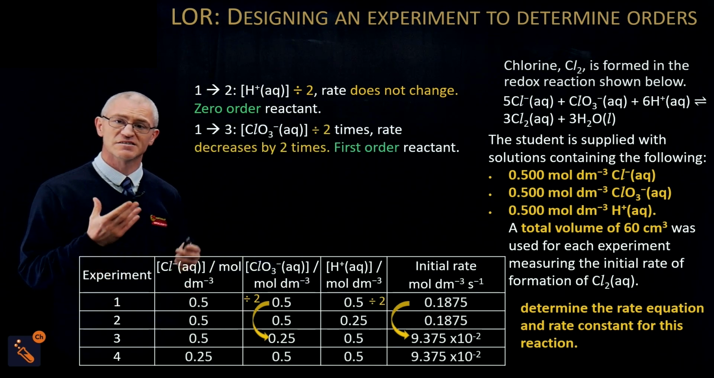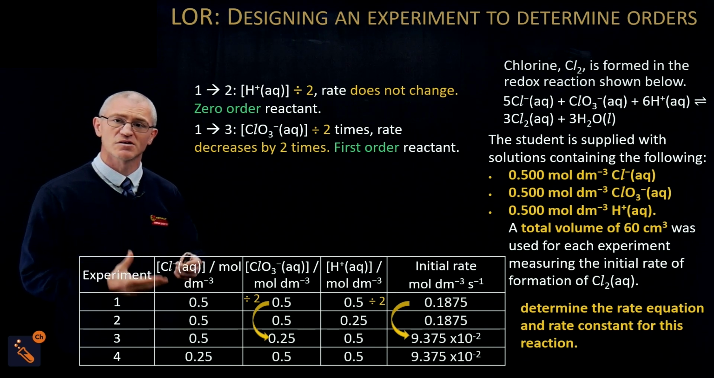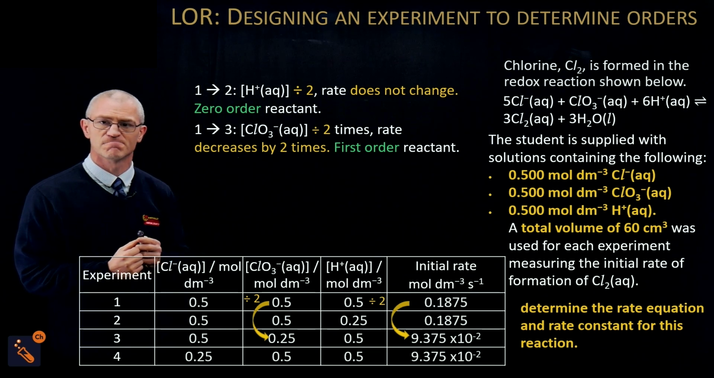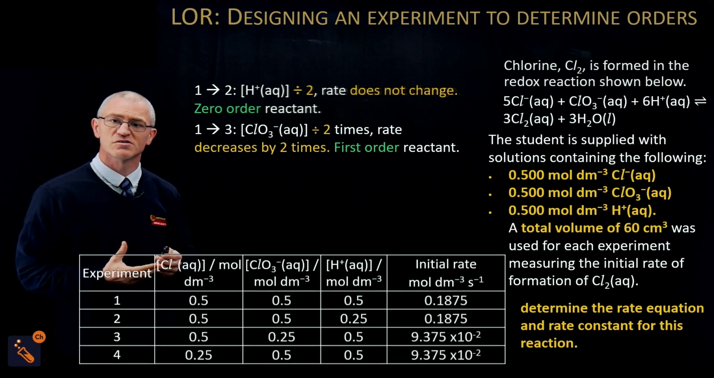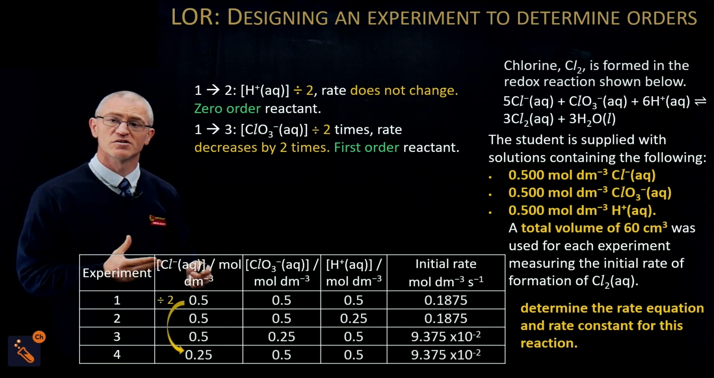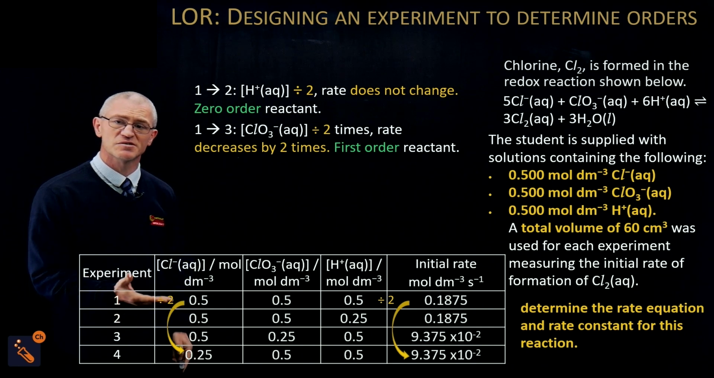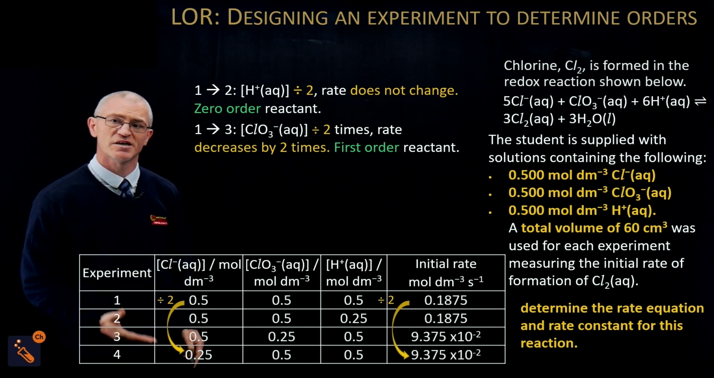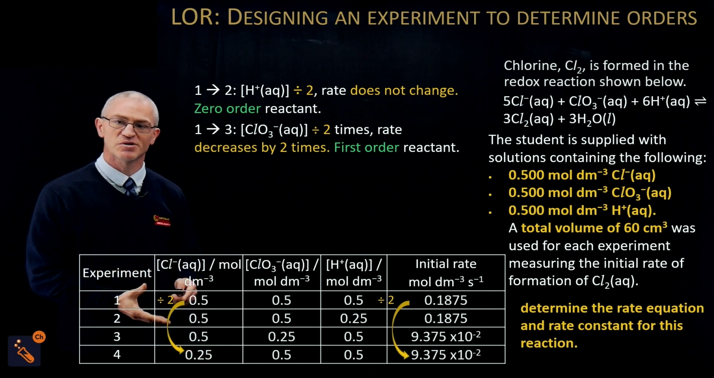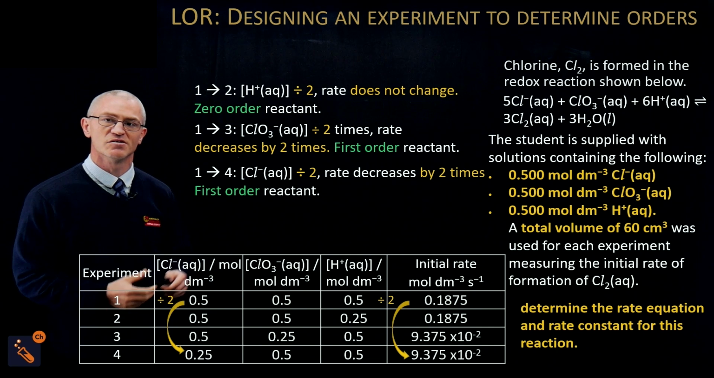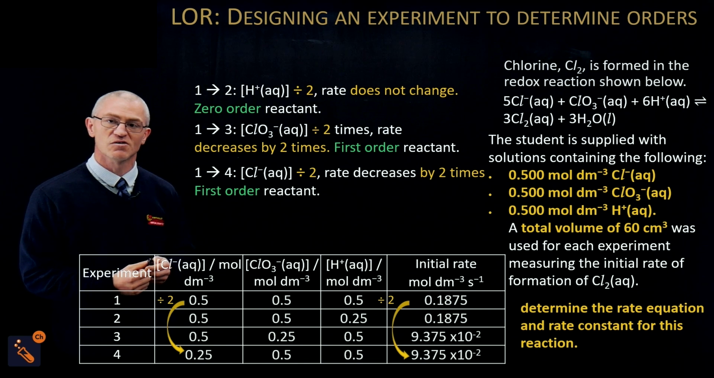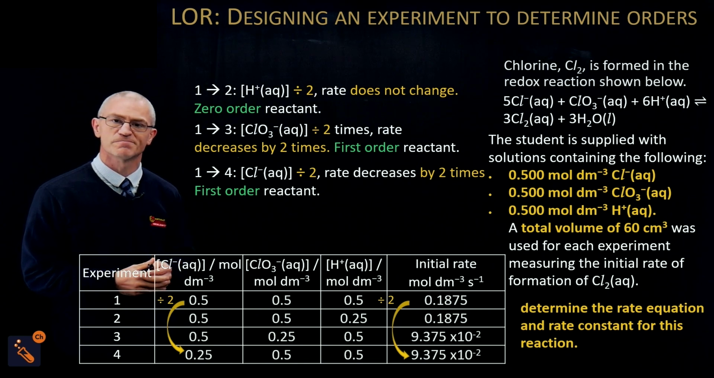So therefore, there is a proportional relationship, and because there's a proportional relationship, it's a first order reactant. We then go to the last one, where we're comparing 1 to 4. And again, because we're only changing one at a time, we can just compare everything to number 1, which is what we're doing here, 1 to 3, 1 to 2. You can see it's divided by 2 here, and it's divided by 2 here as well. So that must mean the chloride must be a first order reactant as well.